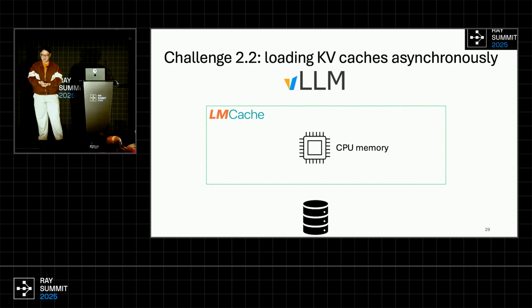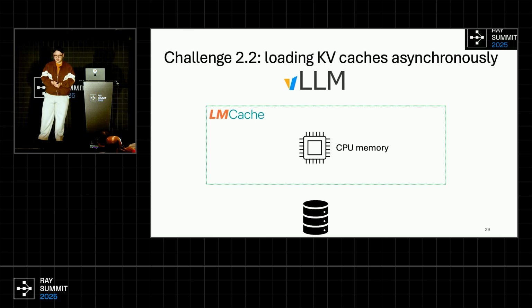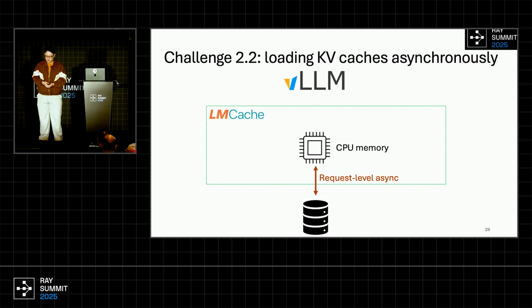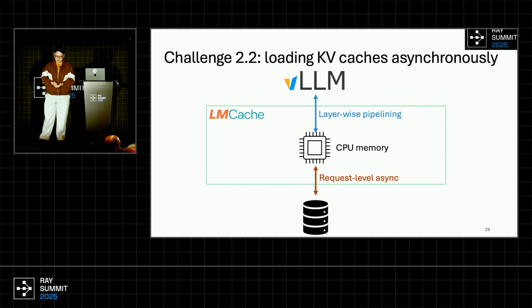The second one is how to load KV caches asynchronously. And this one, interestingly, is not a single problem, because the bandwidth between CPU memory and GPU and the bandwidth between CPU memory and storage are very different. So between the CPU memory and the storage, we are using request-level async to achieve the best asynchronicity. And between CPU and inference engine, we use layer-wise pipelining to achieve the best asynchronicity.